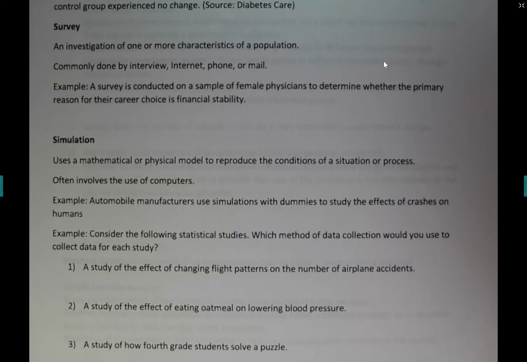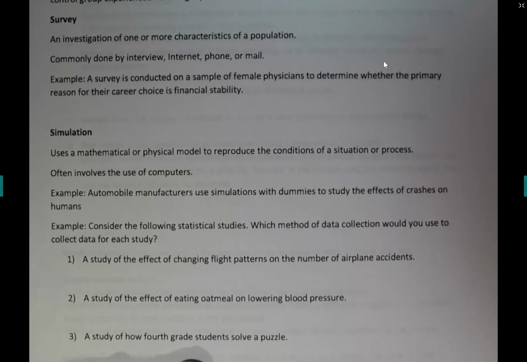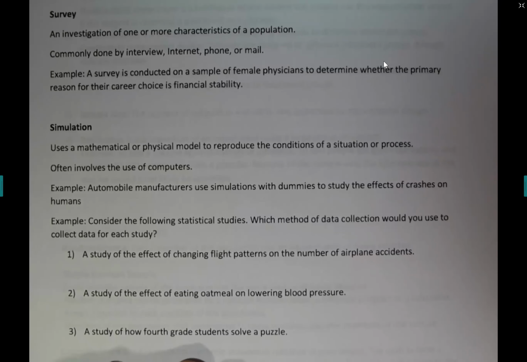Any questions with the 4 here? What we're gonna do now, I'm gonna give you an example with 4 categories, and I want you to label them as survey, simulation, experiment, or observational study. And we're gonna begin with number 1. A study of the effect of changing flight patterns on the number of airplane accidents. What do you guys think this one is?